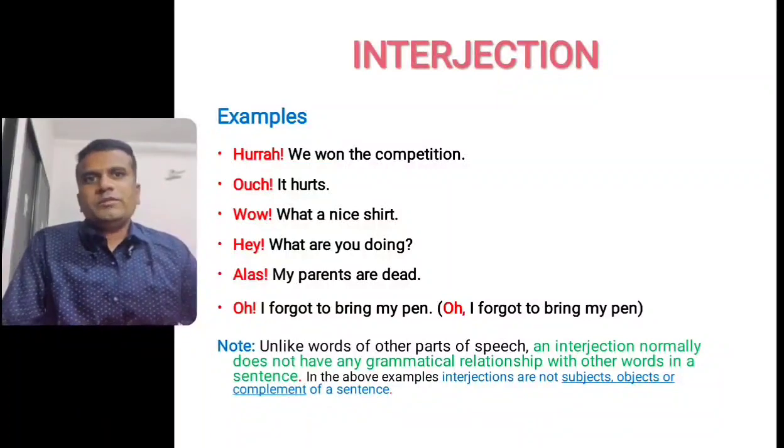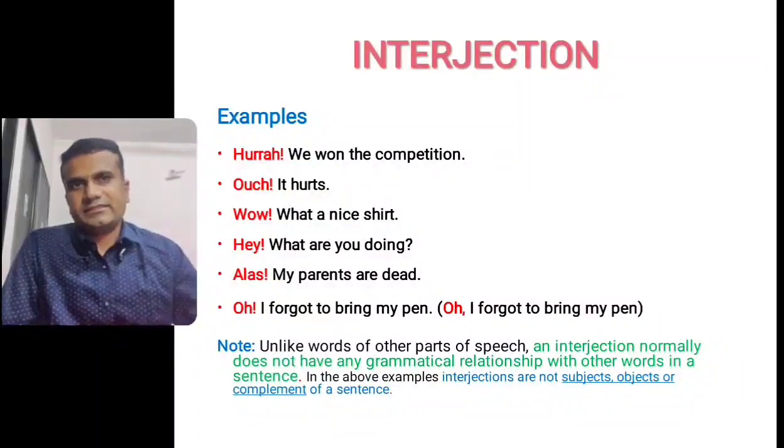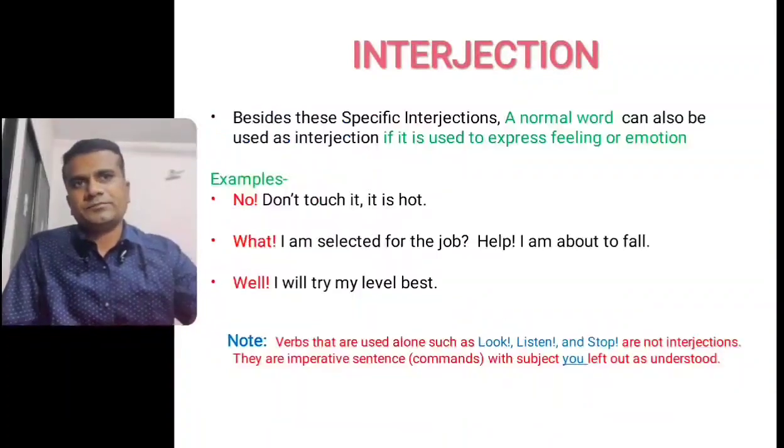See, what we have to remember while talking about interjection is that, unlike other parts of speech, an interjection normally does not have any grammatical relationship with other words in a sentence. If you see all the examples on the screen, you will find that interjections are not subjects, objects, or complements in these sentences. It means interjections don't have any grammatical relationship with other words in a sentence. This is what we have to remember. This is something different from other parts of speech.